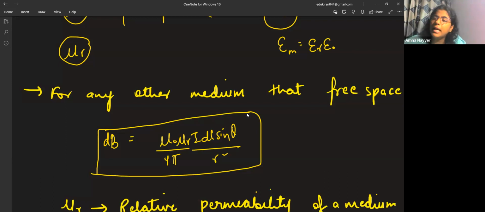You just have to multiply the relative permeability with it, the way you have been multiplying the relative permittivity in electrostatics. It is very much similar to it. And when we talk about the relative permeability, you will have the knowledge about it in your lesson 5, the next lesson. It is a very short lesson, a completely theory based lesson.